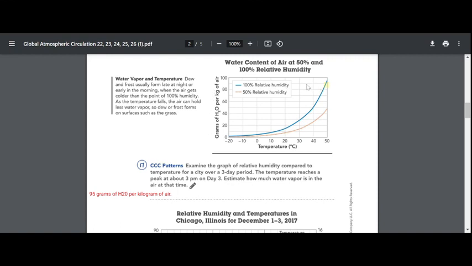then when we estimate, this right here would be about 90 grams of water, but this point is going a little bit further than that. So we can say it's about maybe 95 grams of water per kilogram of air.